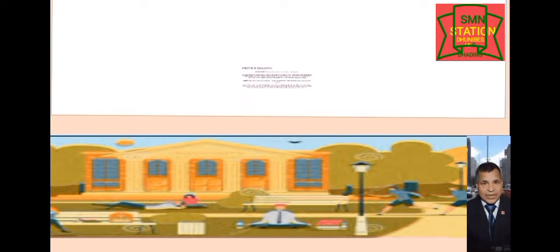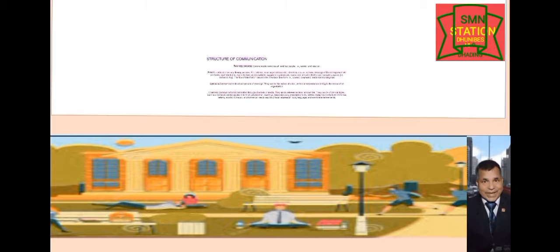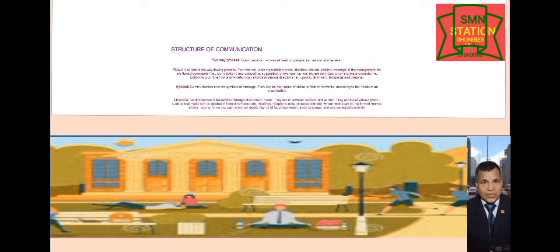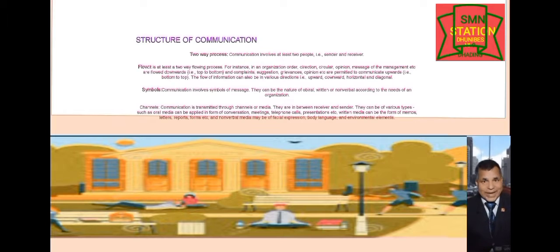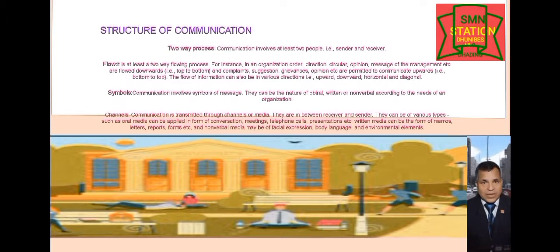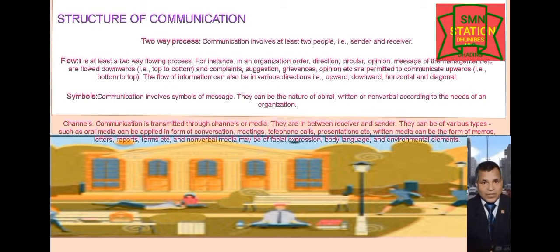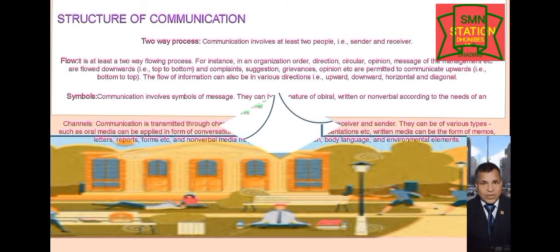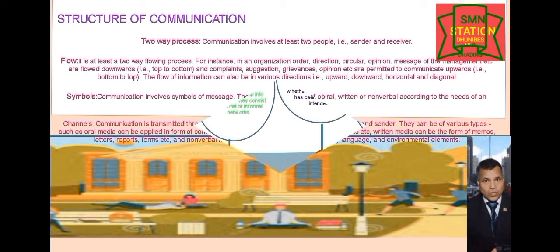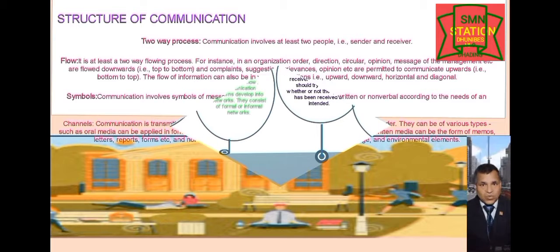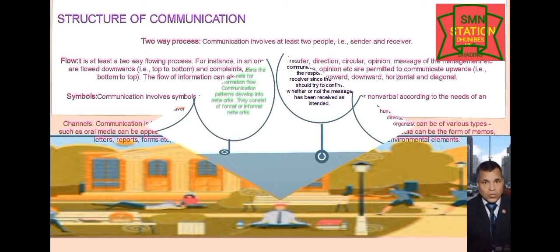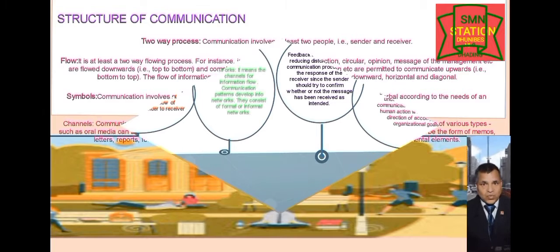They can be of various types, such as oral media, which can be applied in the form of conversation, meetings, telephone calls, presentations, etc. Written media can be in the form of memos, letters, reports, forms, etc. And non-verbal media may be facial expression, body language, and environmental elements. Number 5, noise. Due to the interference of environmental factors, communication may suffer unplanned distortion, which is called noise.